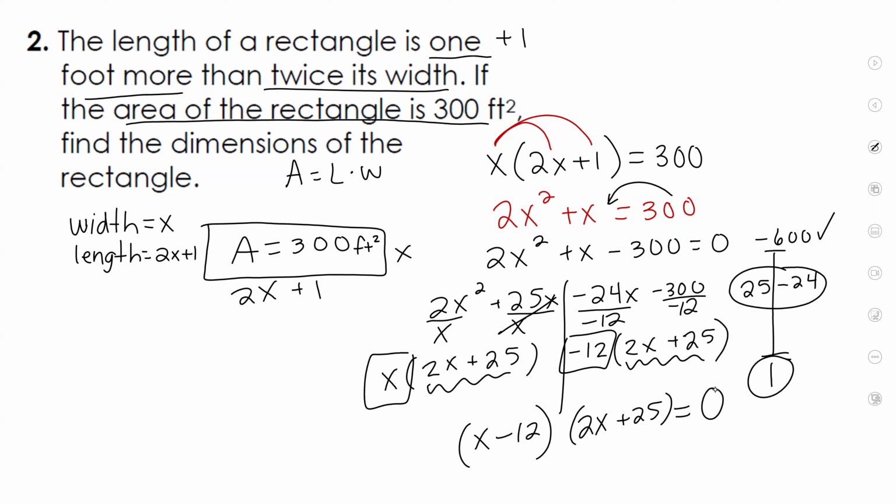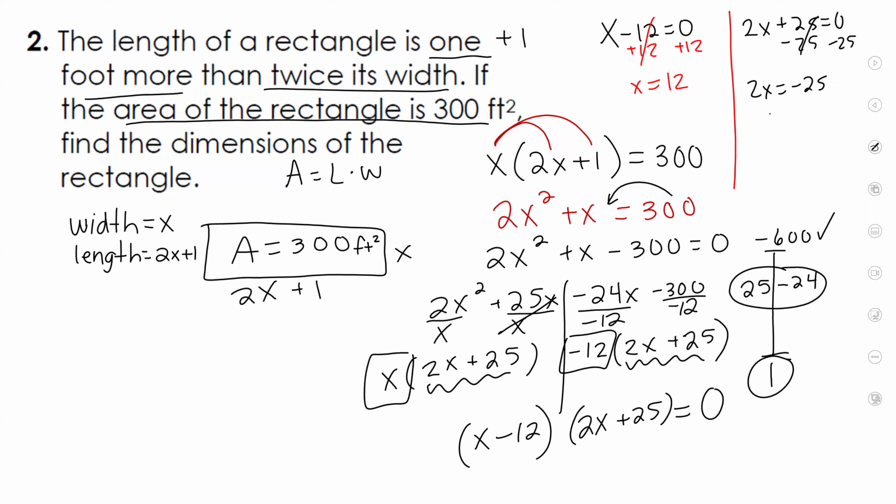So I have x minus 12 equal to 0, and I'll solve it. I get x equals 12. The other one is 2x plus 25 equals 0. So I'm going to subtract 25. I get 2x equals negative 25. Guys, do I want a negative answer? Okay, so I already know this is not it. I'm going to get negative 12.5. We don't want negatives. So this is my x value.